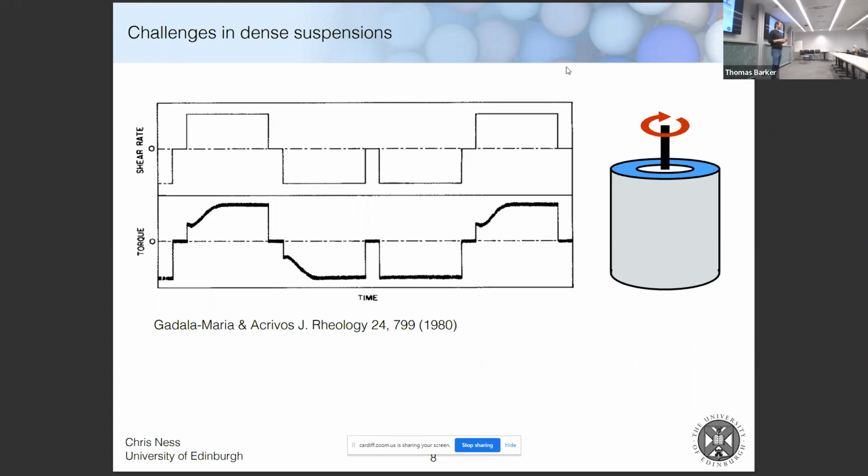After we stopped shearing, the particles just stopped moving. There wasn't any diffusion, which meant that the microstructure didn't change. So as soon as we started shearing again, everything just remained intact, and it kind of recovered the steady state stress from before.